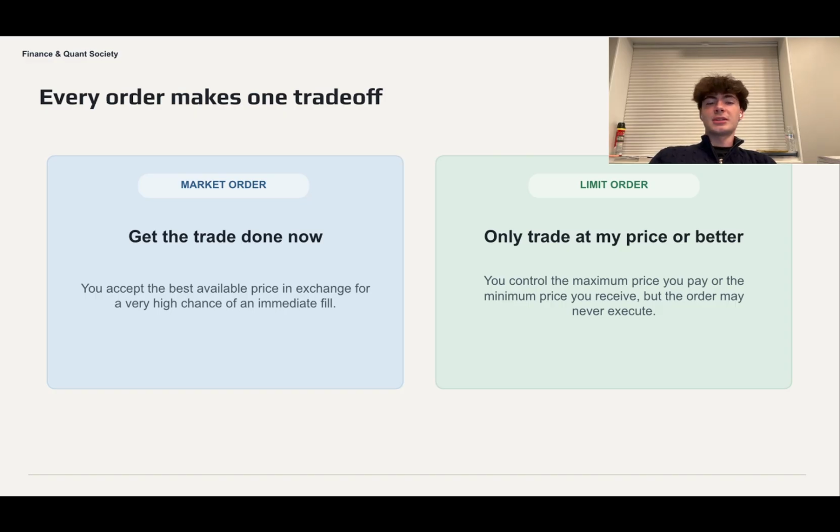A limit order, however, is something different. It's basically saying you would trade at the price you want or better. So now you control the price. You control the price you want, but there's a chance that nobody ever agrees to your price, and thus the order doesn't even happen. You cannot usually guarantee both. It's either one or the other, either speed or control of the price.